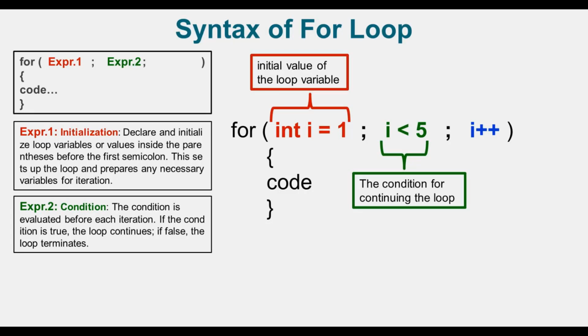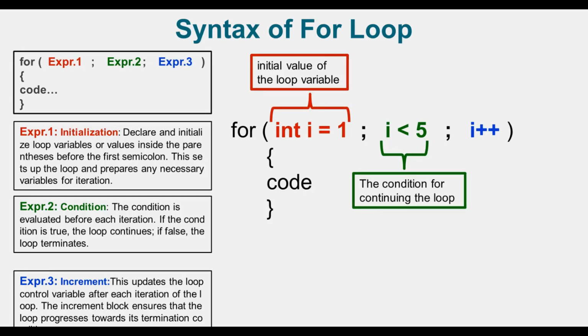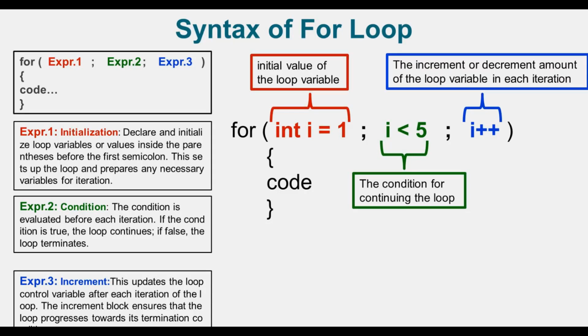The third parameter, written in expression 3, is the part where the increase or decrease operations of the loop variable are made. This updates the loop control variable after each iteration of the loop and helps fulfill the exit condition eventually. If no increment or decrement operation is performed on the loop variable, the loop can become infinite. In the example, we see that I++, that is, increase the value of the variable by 1. We write here the amount of increase or decrease of the loop variable in each cycle.